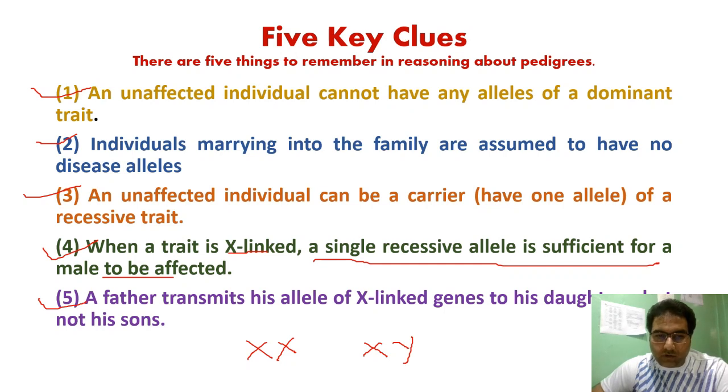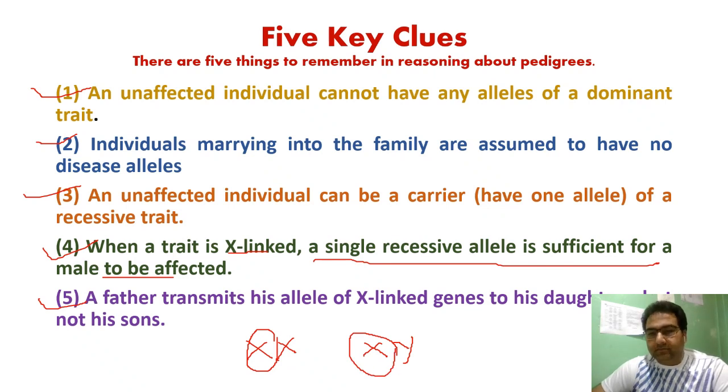Now when we talk about this very X, this X is from the mother. So 1 X to the daughter from the mother, and 1 X to the son from the mother. Now this very X to the daughter is from the father, and this very Y for the son is from the father. So the father gives 1 X and 1 Y, whereas the mother gives 2 X chromosomes.